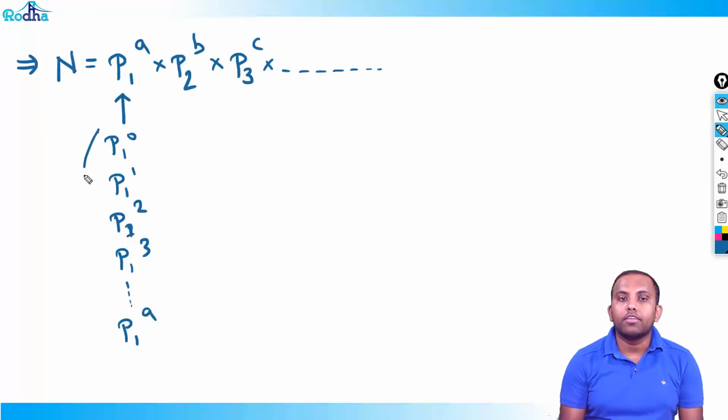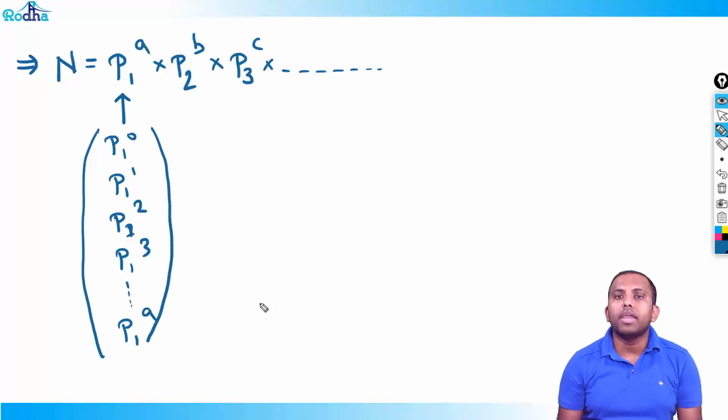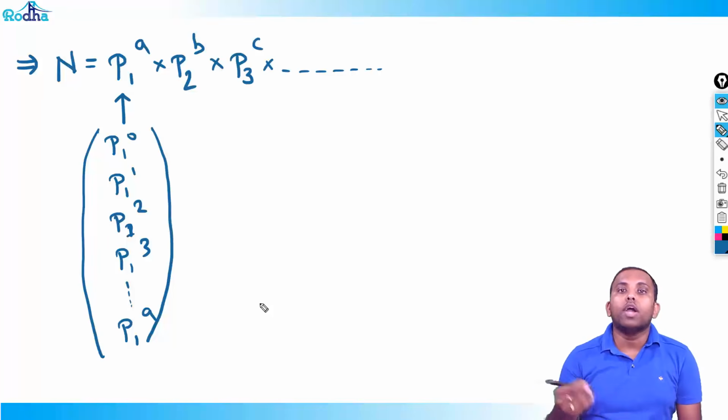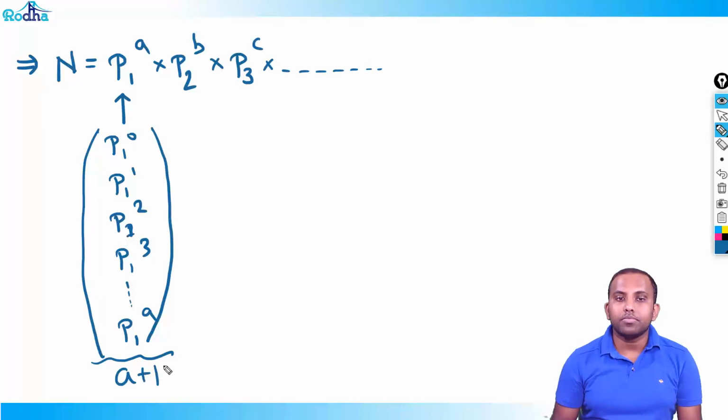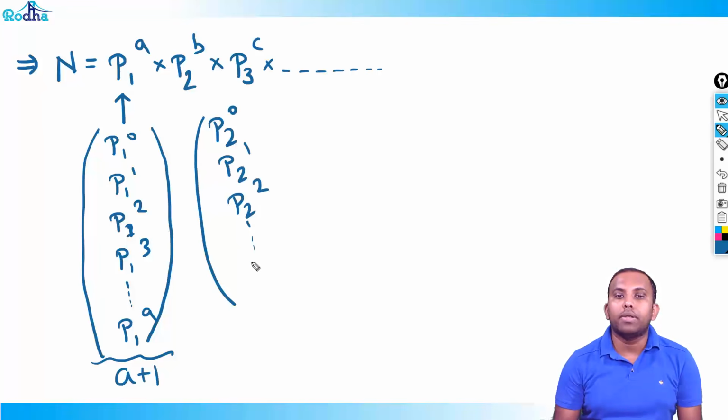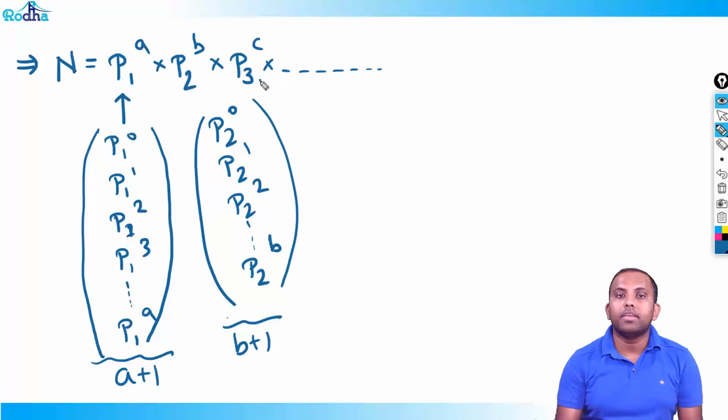In this P1 bracket, how many terms are there? 0 to A, how many terms? A plus 1. 0 to 4 is 4 plus 1, 5. 0 to 6 is 6 plus 1, 7. So 0 to A is A plus 1. Similarly for P2 raised to B: P2 raised to 0, P2 raised to 1, P2 square, up to P2 raised to B. How many terms here? B plus 1.